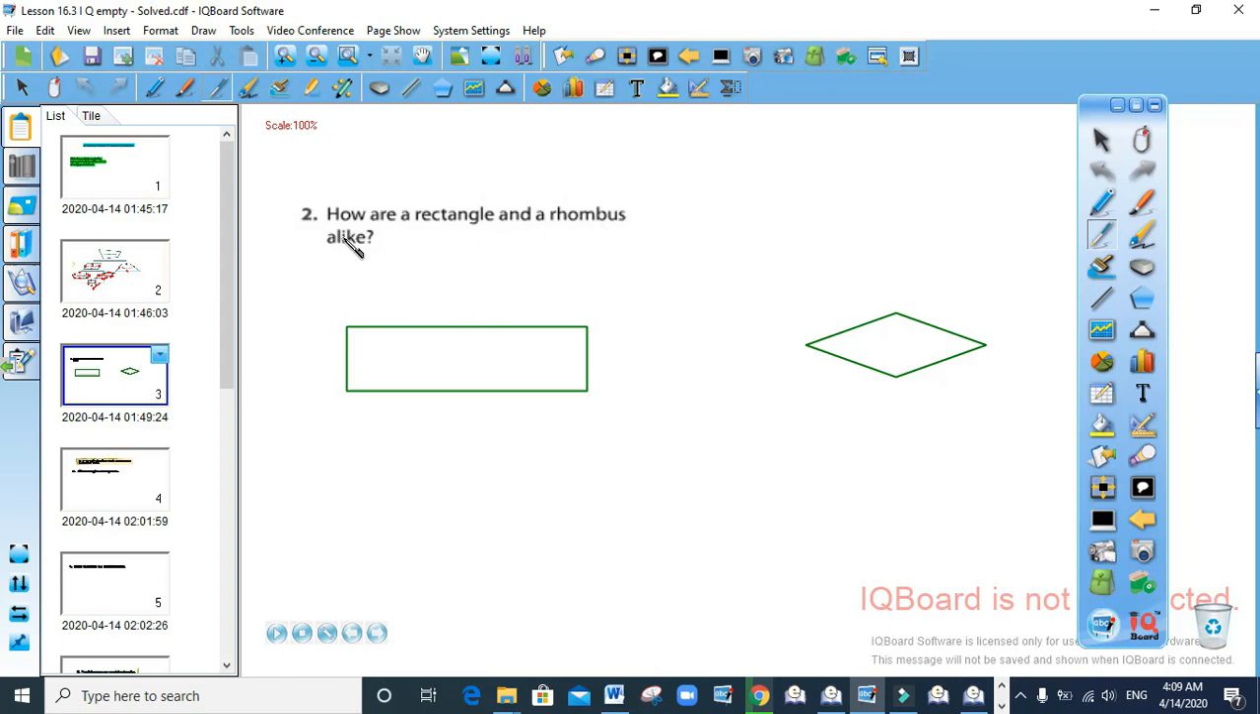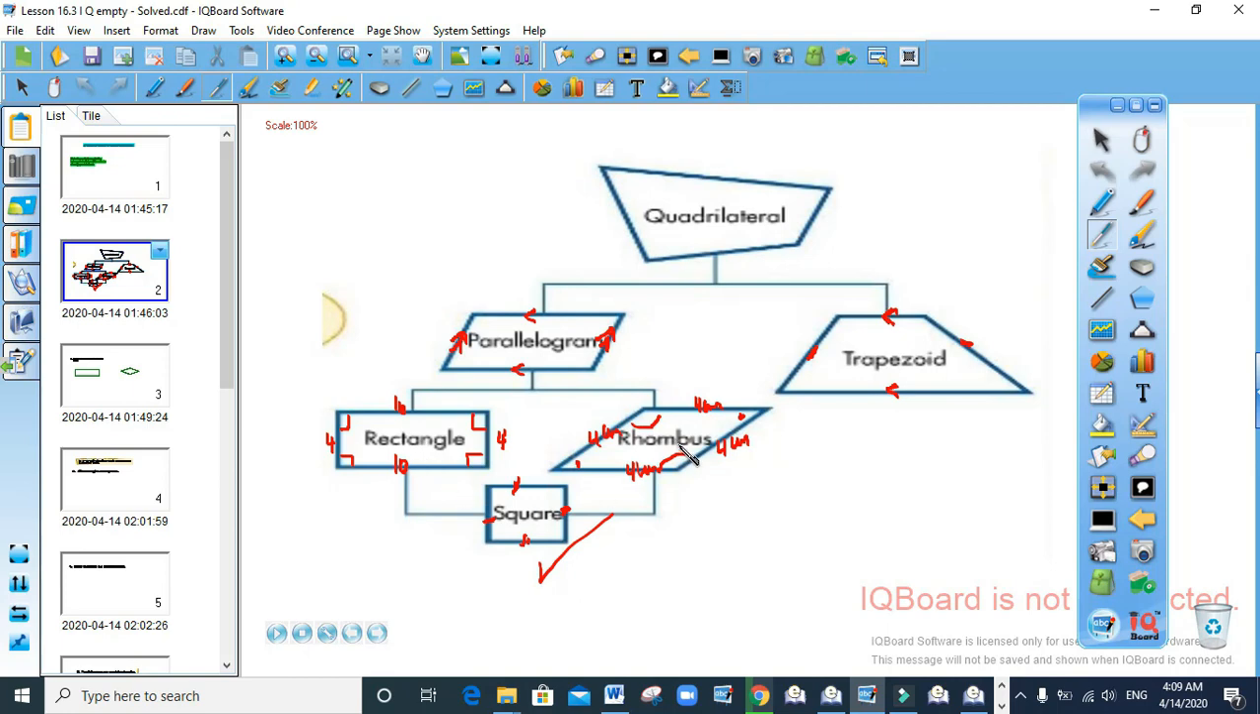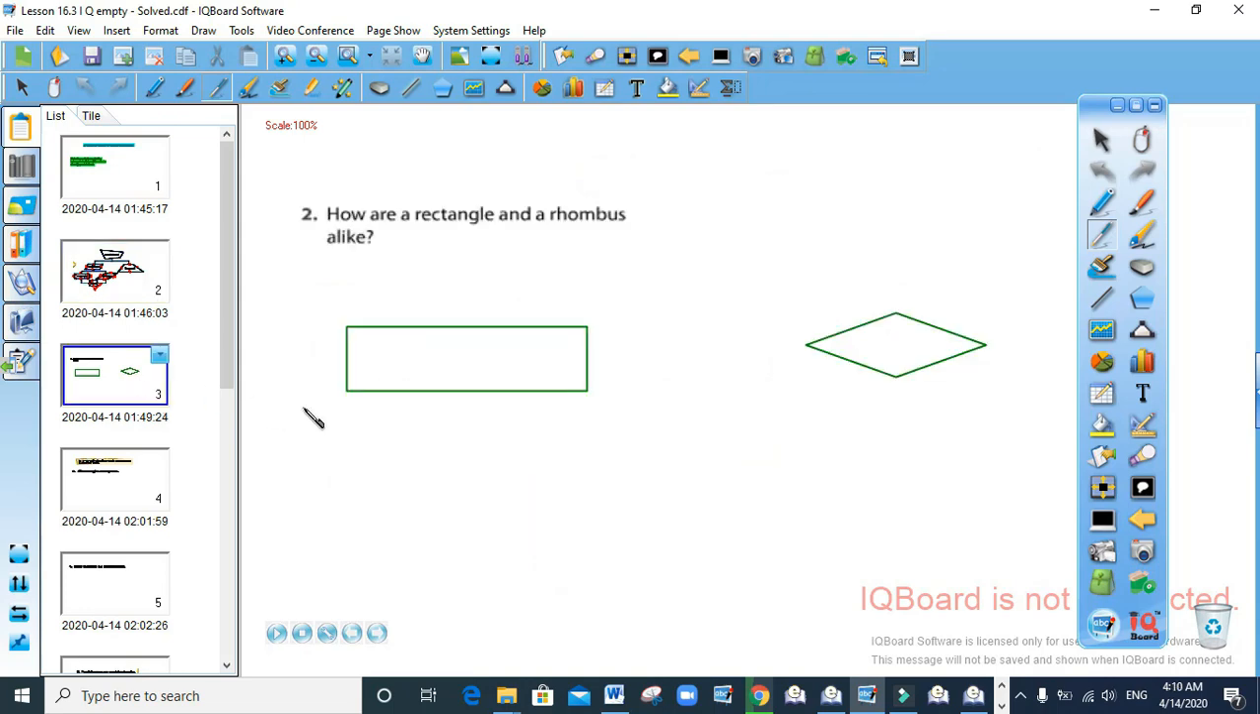So our first question here: how are rectangle and rhombus alike? Rectangle and rhombus have the same parent. Both of them, we can name a parallelogram. So we can say that both the rectangle and the rhombus are parallelograms. Yes, their father is a parallelogram, and both are quadrilaterals as well.